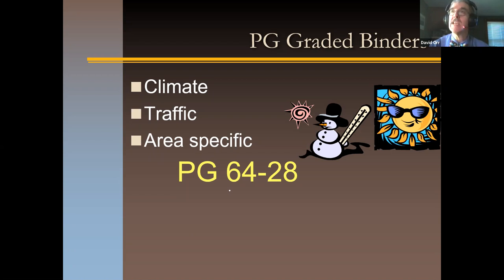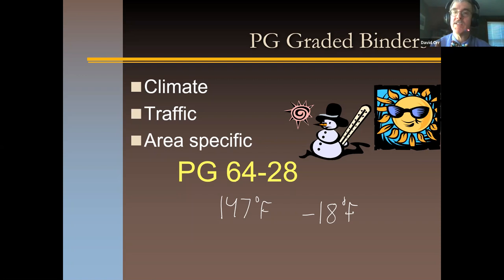So I actually don't read it the way a lot of people do. A lot of people read it 64.28. I actually like to read it 64 minus 28. The reason is it reminds me that 64 is the upper temperature, minus 28 is the lower temperature. Okay. I'm not going to get into the specifics. If you really want to look them up, you can. And it's in Celsius. So it's 64 degrees, which would be 147 degrees in Fahrenheit. And minus 28 is minus 18 degrees Fahrenheit. That's the range of temperatures you expect the pavement to see.